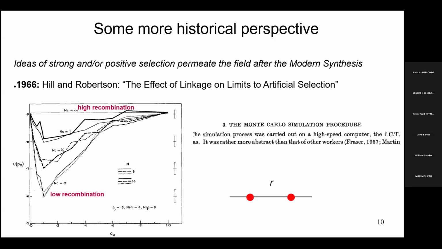So some more historical perspective is in order. We resume our journey in 1966, when Hill and Robertson published this seminal paper on the effect of linkage and the limits of artificial selection. And this is already building heavily on the idea of a chromosome. So what they realized is, if you have, for example, two loci arranged on the same chromosome, separated by some recombination distance R, and both of these loci are positively selected, then ideally natural selection would like to fix both of these variants because they are better than the rest. But this linkage implies that they're actually going to be competing with each other.